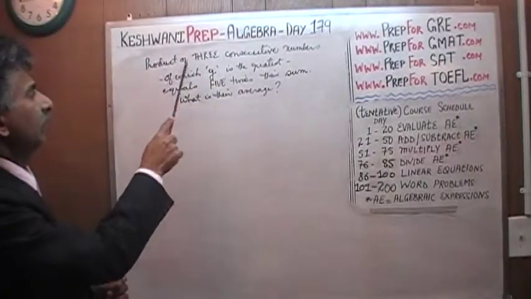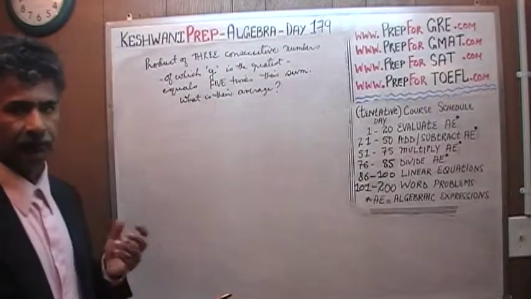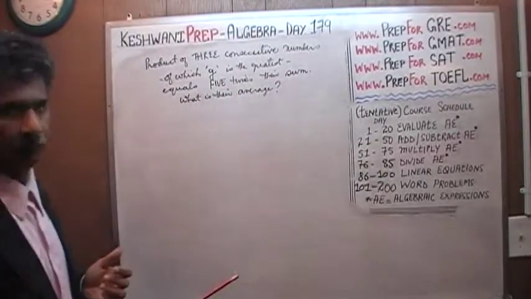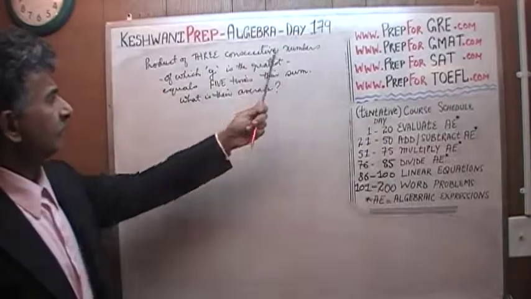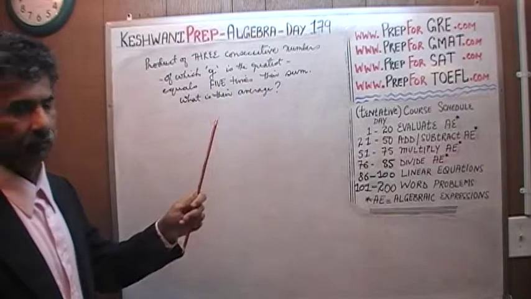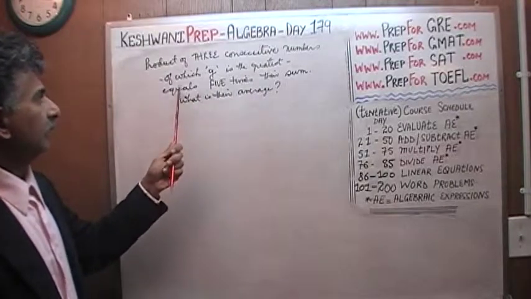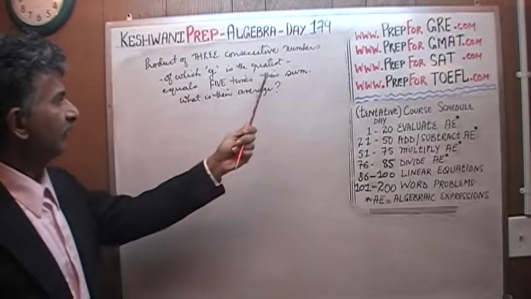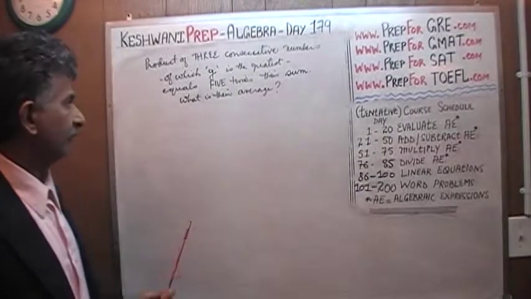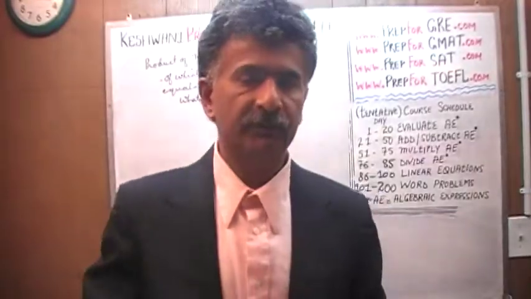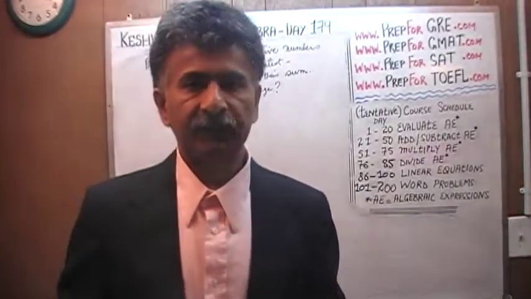It says, product of three consecutive numbers. So we have three consecutive numbers, and their product is what we are discussing here. The product of three consecutive numbers, of which G is the greatest, equals 5 times their sum. The question simply is, what is the average of these three numbers? That's all. What's the average of these three consecutive numbers?